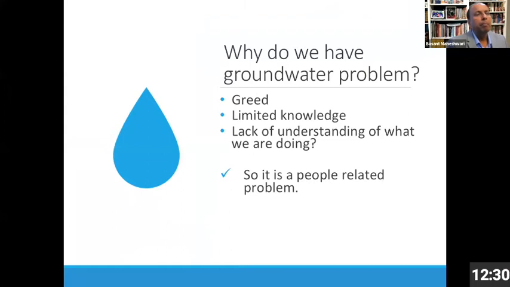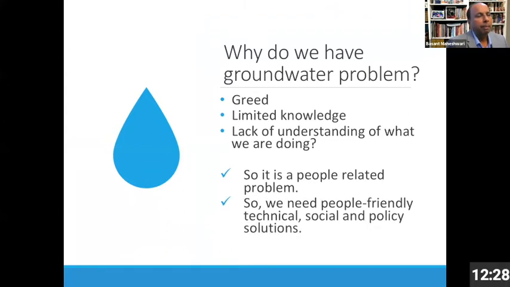So it is a people-related problem, and we need people-friendly technical, social, and policy solutions. We need an integration of all these things coming together. This is what we have experienced: because it's a people problem, people need to be put in the center. So they own the problem, they own the solution, and they work with the technology.